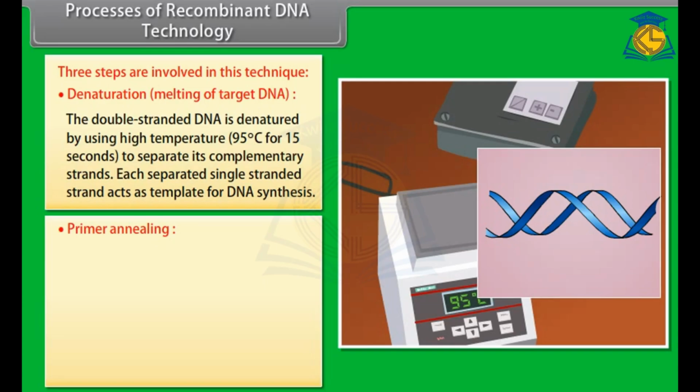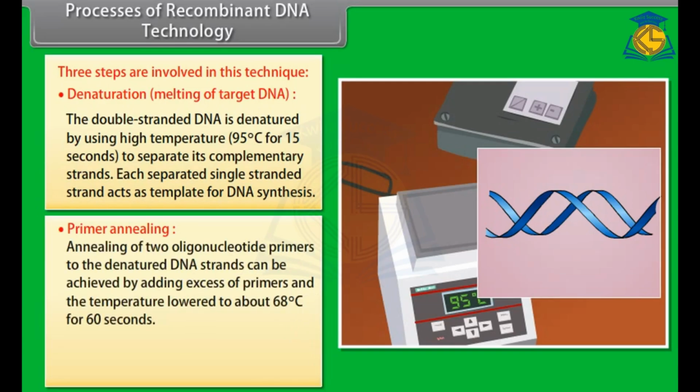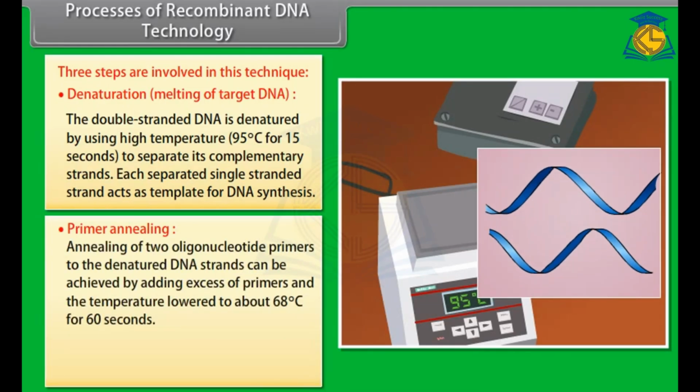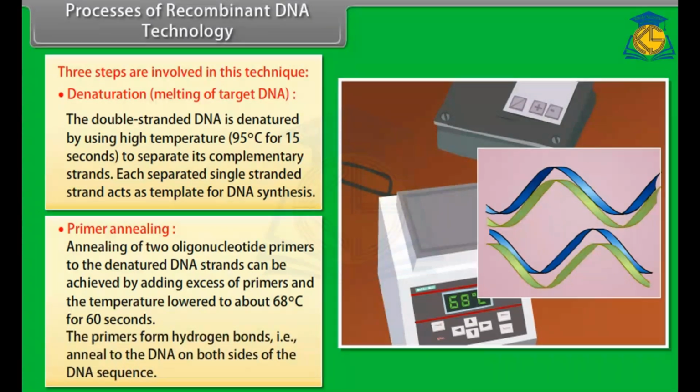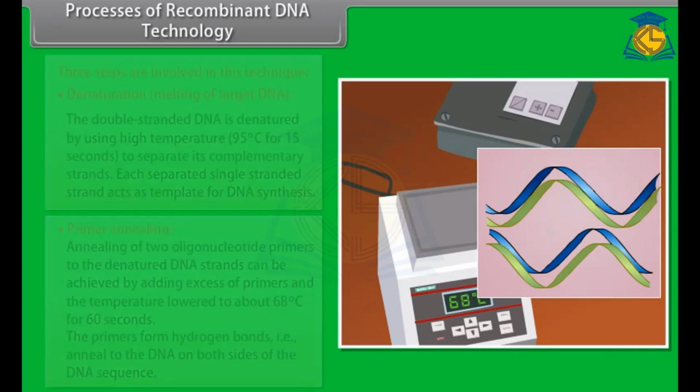Primer annealing. Annealing of two oligonucleotide primers to the denatured DNA strands can be achieved by adding an excess of primers and lowering the temperature to about 68 degrees Celsius for 60 seconds. The primers form hydrogen bonds, that is, they are annealed to the DNA on both sides of the DNA sequence.